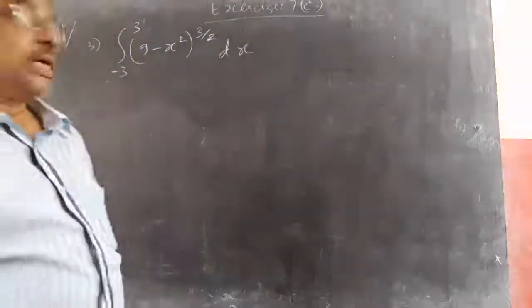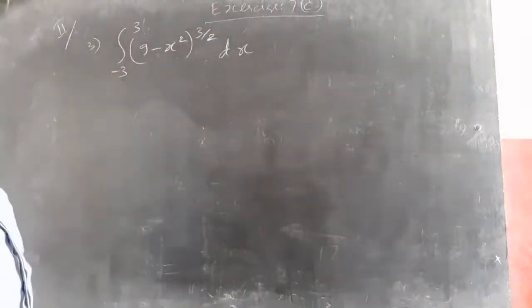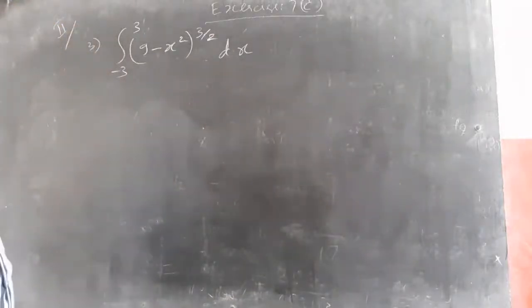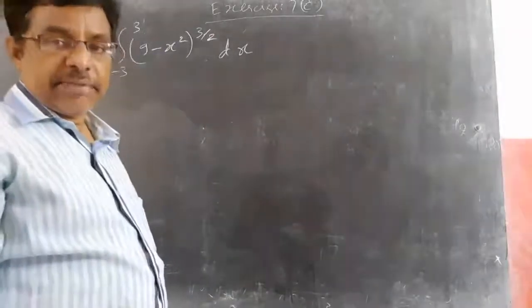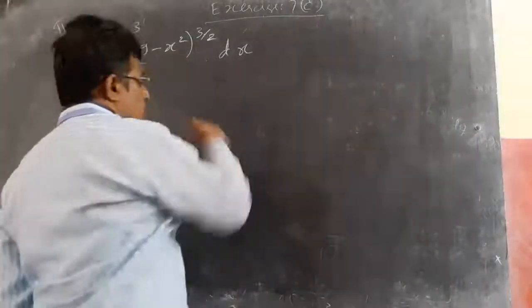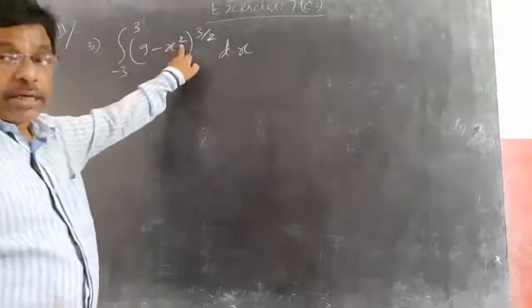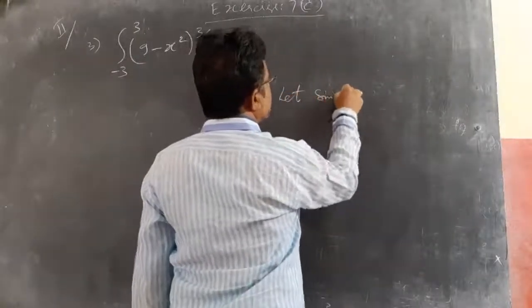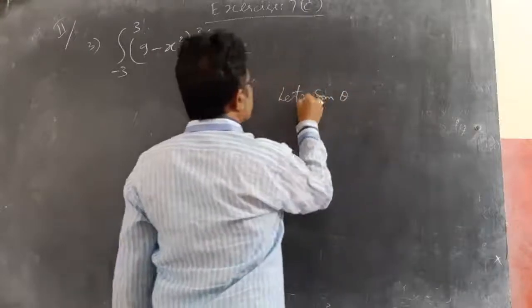Next one. Integral from -3 to 3 of (9 minus x square) whole power 3 by 2. We'll follow the same method. Let x equal to sin theta or cos theta. Here no need to take square because we already have the square. So I will take x equal to either sin or cos. I am taking sin theta.